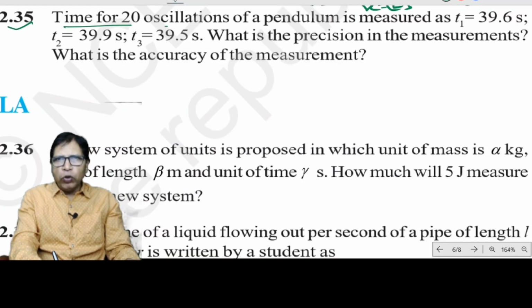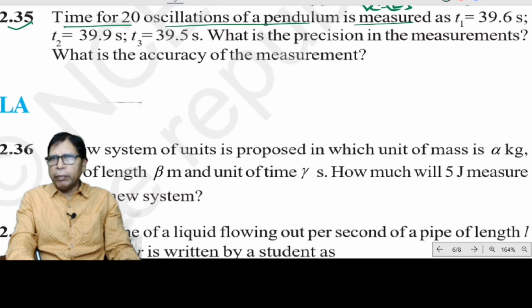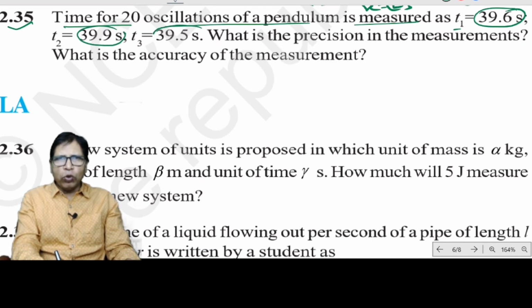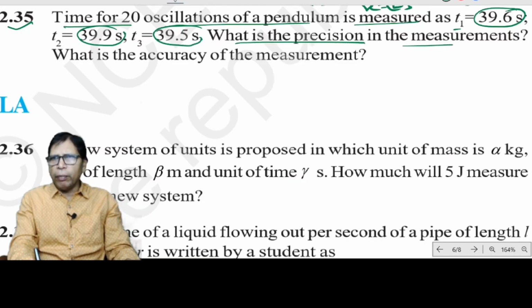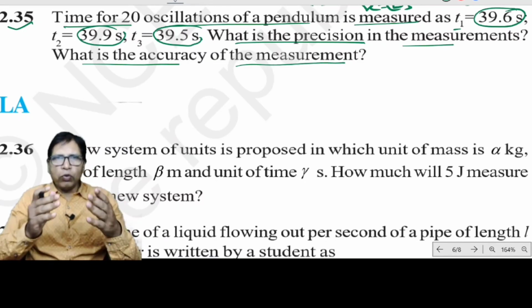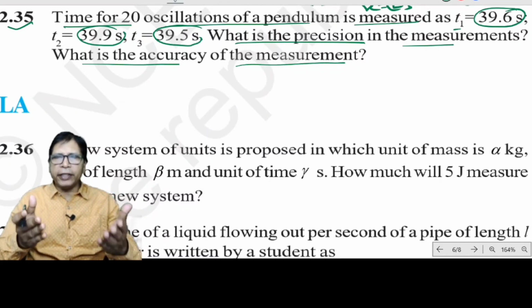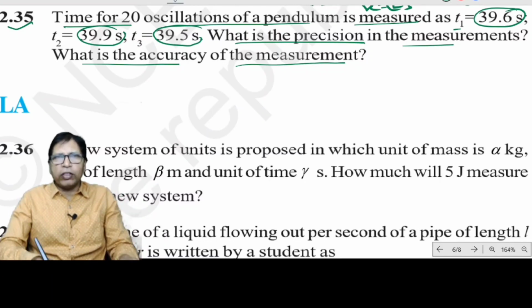Look at this, 2.35. The time for 20 oscillations of a pendulum is measured as T1 equal to 39.6 seconds, T2 equal to 39.9 seconds, and T3 equal to 39.5 seconds. What is the precision in the measurement? What is the accuracy of the measurement? Okay. Now we know the precision of the measurement is equal to the least count.